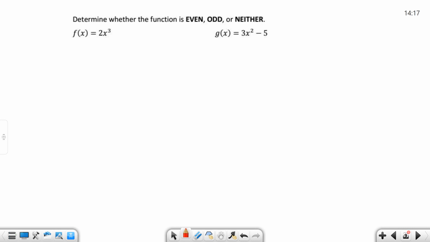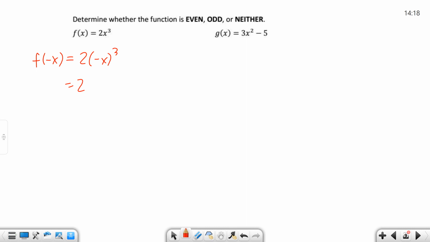Determine whether the function is even, odd, or neither. I've got a few pages of these, and we'll just do a couple on each page and see what happens. So here, how do I determine that? I plug in negative x, right? So f of negative x equals 2 times negative x cubed. The only proper way to do this is to put this in parentheses. If you did it without, there's a thousand things wrong with that. Even if you put a dot there, that's still wrong. You have to put it in parentheses because you're cubing the negative and the x.